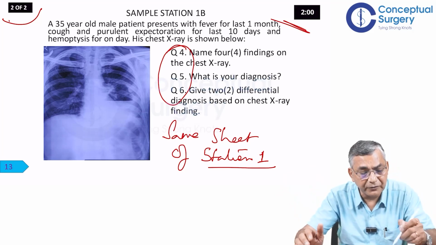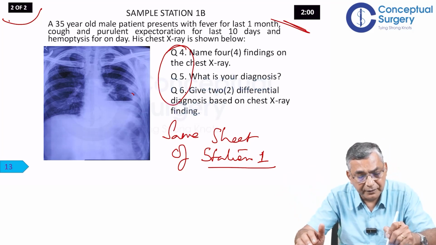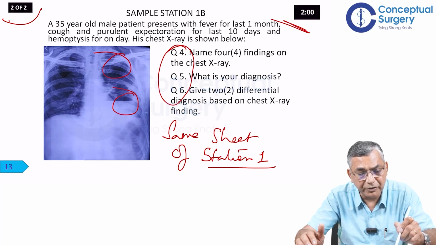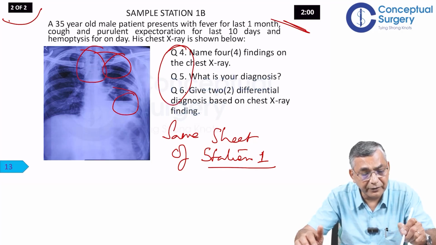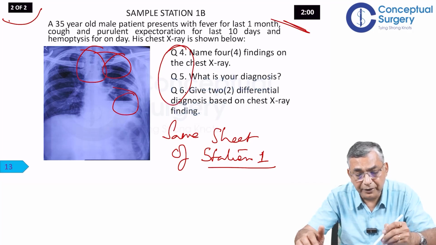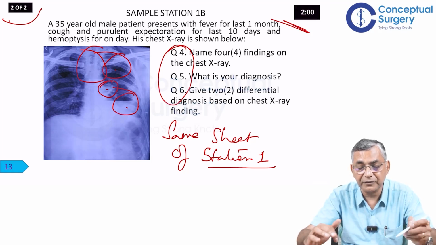So what are the findings? You have to tell about the findings: that there is an effusion, there is a pneumothorax, and see if there are any rib fractures. There is a shifting of the trachea to the opposite side. Whatever you can make out, you have to give. There is a collapse, there is a pneumothorax, there is an effusion, and there is a shift of the mediastinum to the opposite side. And what are the differential diagnoses based on this?